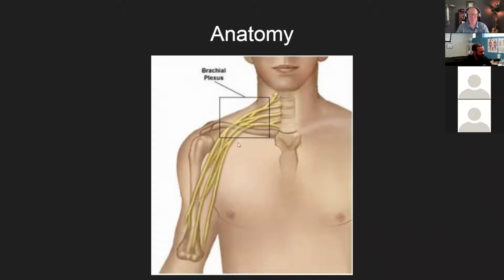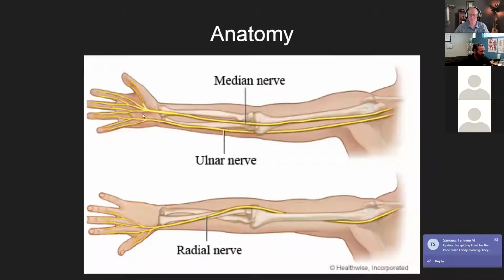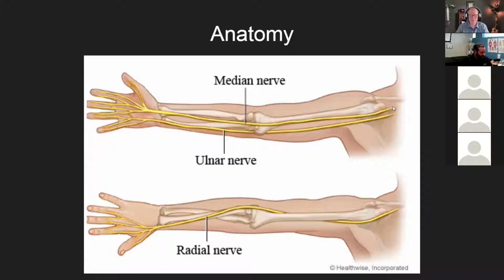So you can see this plexus combines and separates and comes all the way down. And 3 of the main nerves that branch off are the 3 nerves we're going to talk about today. So you can see those 3 branches, and it's going to run down to these 3 main nerves. The first one we're going to talk about is the median nerve. That runs right down the front of your arm, right in the middle of your elbow, down through the middle of your wrist.